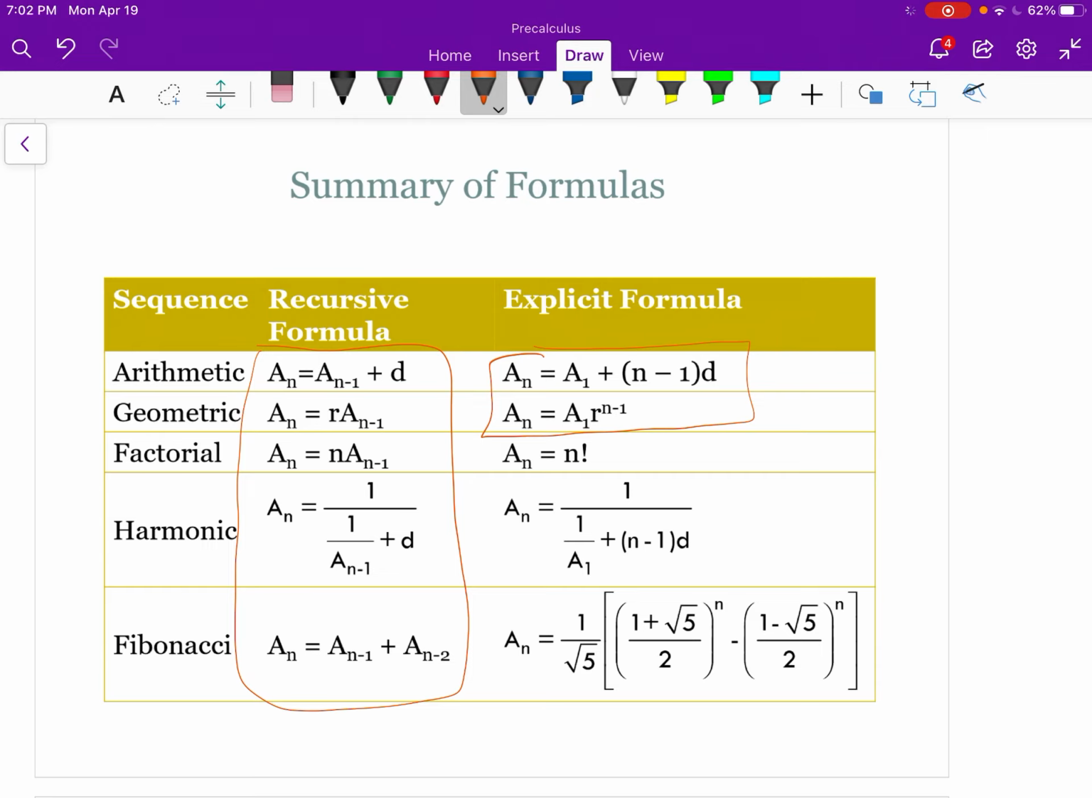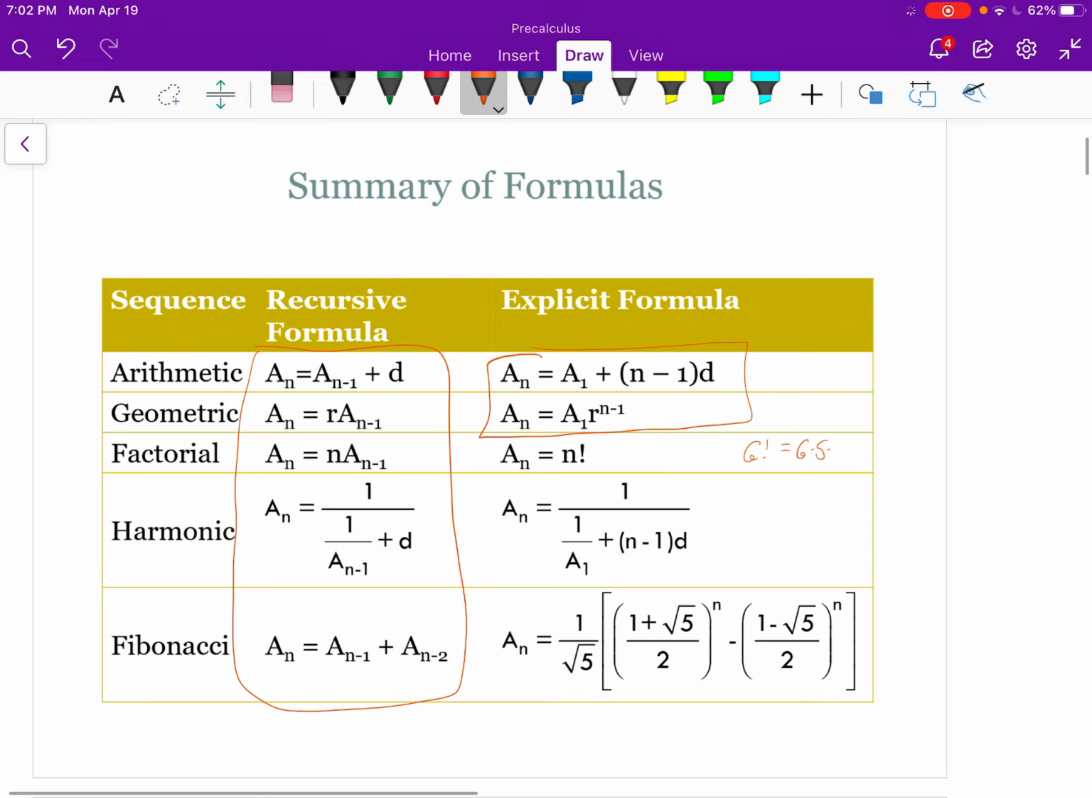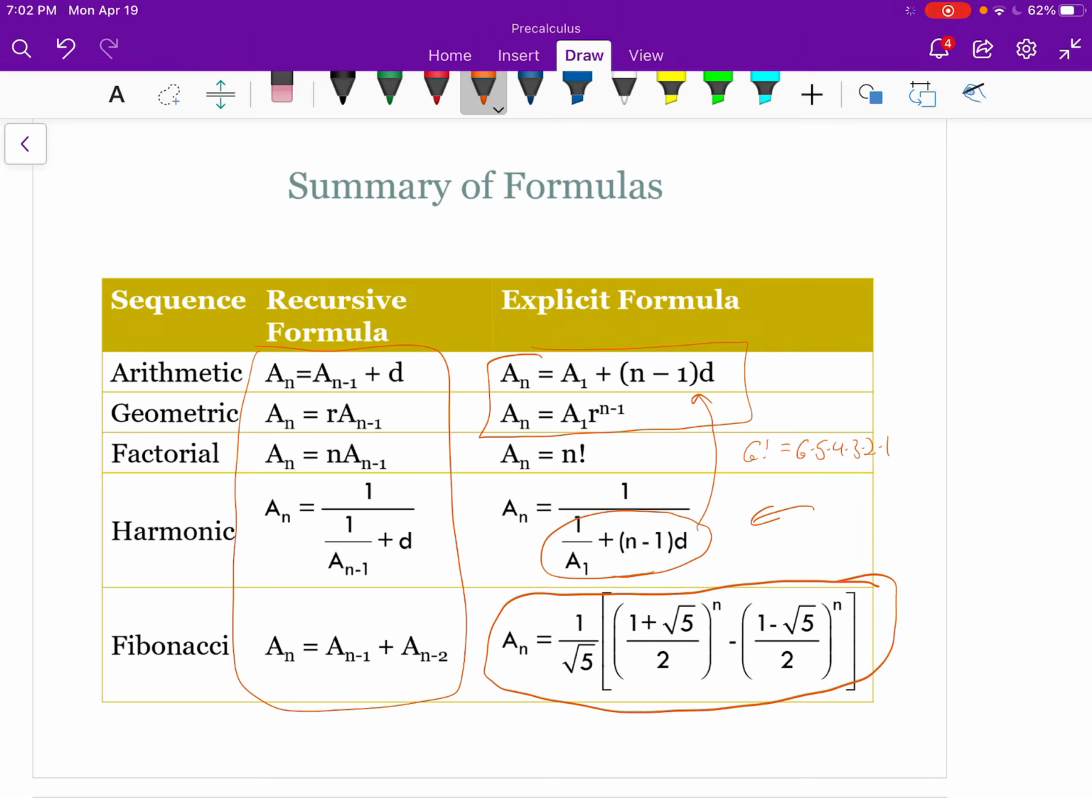Factorial, that's when we keep multiplying. So this exclamation point, if I had 6 exclamation point, it doesn't just mean 6. It just means 6 times 5 times 4 times 3 times 2 times 1. Harmonic, there it is. Harmonic, actually, if you notice, this looks a lot like this formula because harmonic has an arithmetic sequence in the denominators, and this one is just a very interesting formula that we won't use very much, but that is the formula for the Fibonacci sequence.